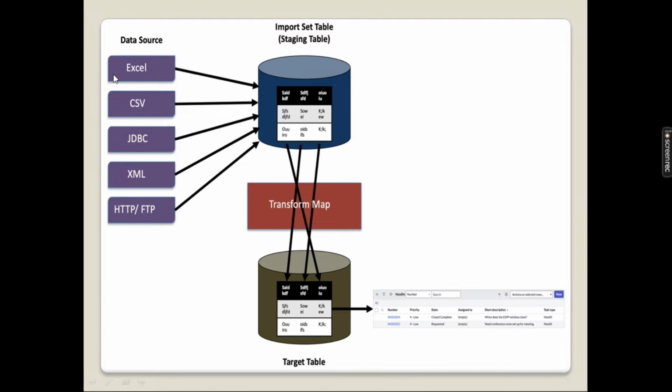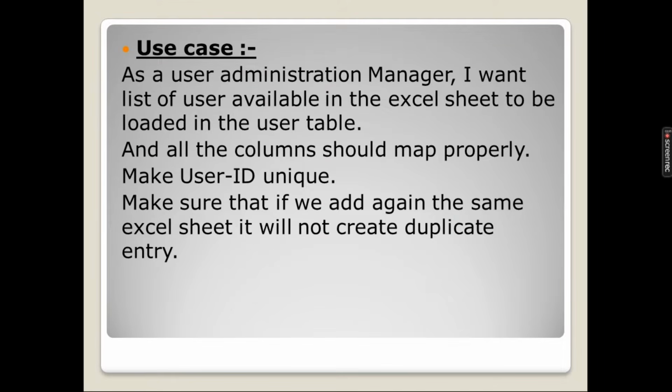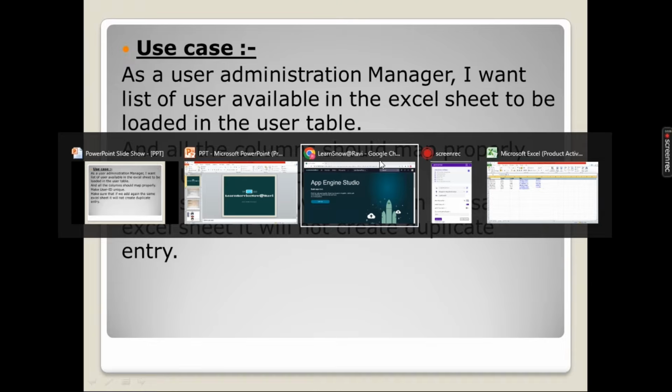I'm going to take one use case, which is mostly used. The live scenario is, let's say I am your manager, user administrator, and I want the list of users available in the Excel sheet to be loaded. Let's say in my Excel sheet there are 5 or 10 users. I want to load those users into ServiceNow, and I have to map those columns properly, and there should be no duplicate entry in the table. This is the use case which I'm going to do with import set and transform map in this video. I hope you have understood the meaning of import set and the meaning of transforming it. So let's get back to ServiceNow.